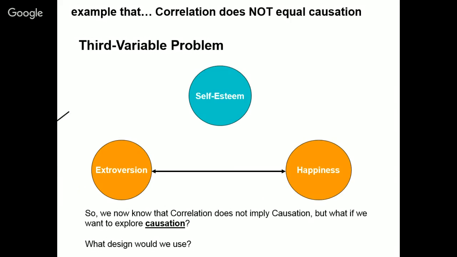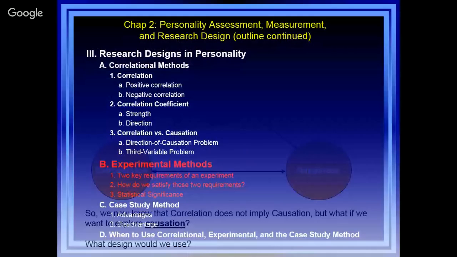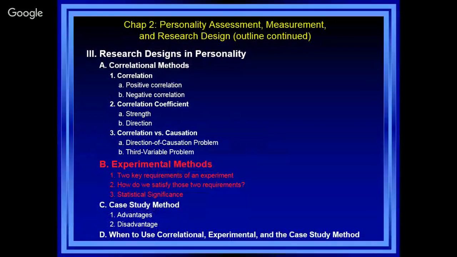Here's another example of a third variable problem, by the way, using personality characteristics: self-esteem, extroversion, and happiness. It's another nice example of a third variable problem. So if we want to know about causation, here's what we need to do. We need to do an experiment. We need to have experimental methods.